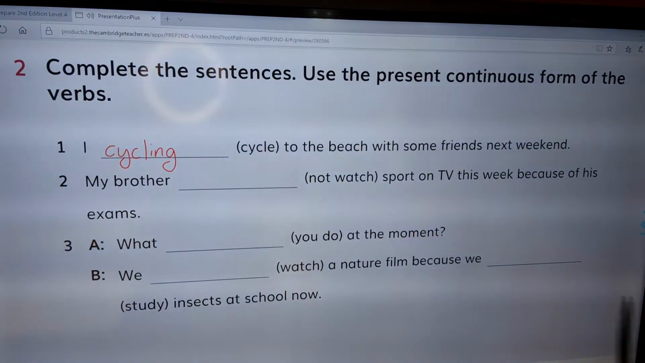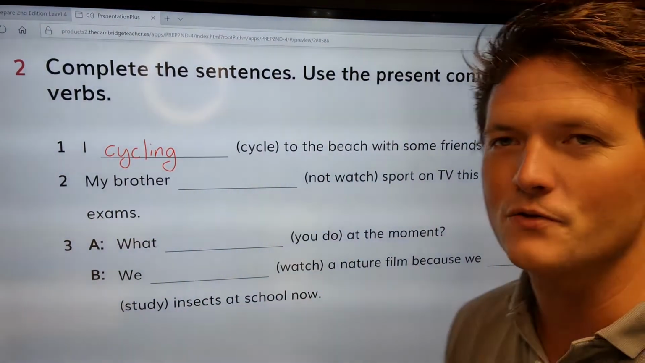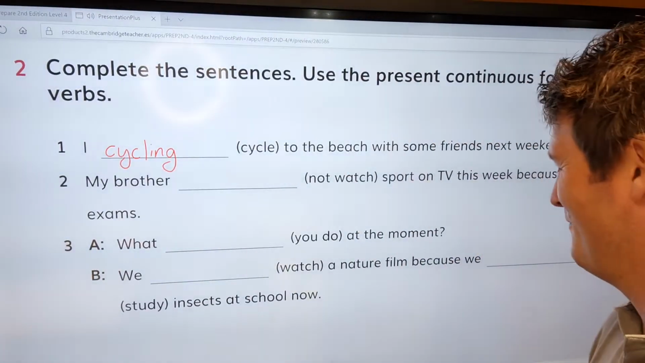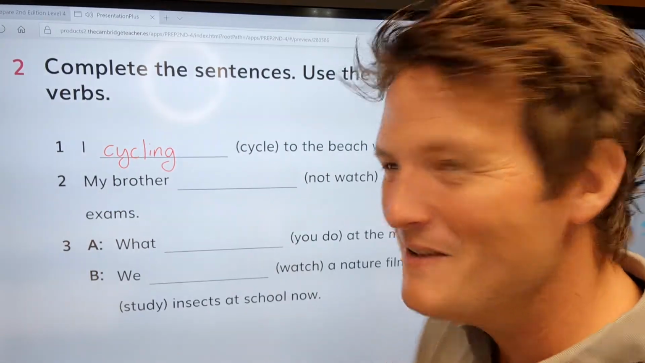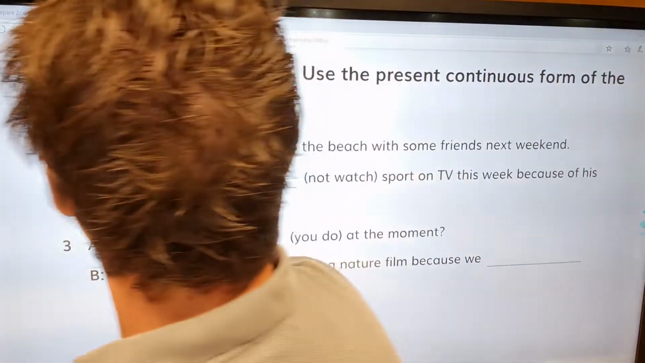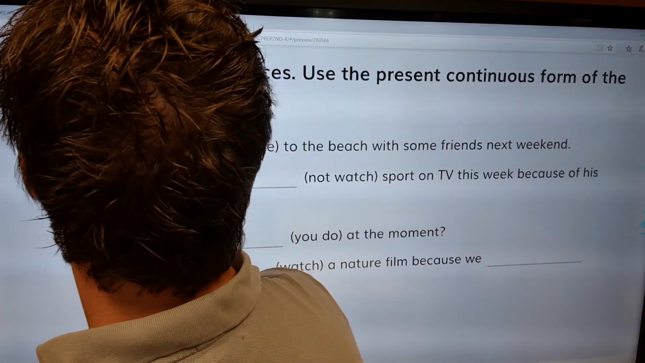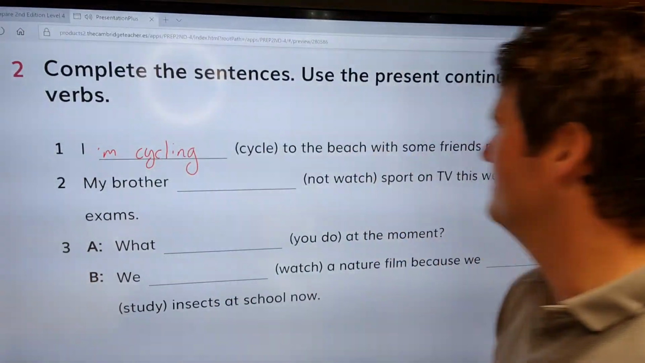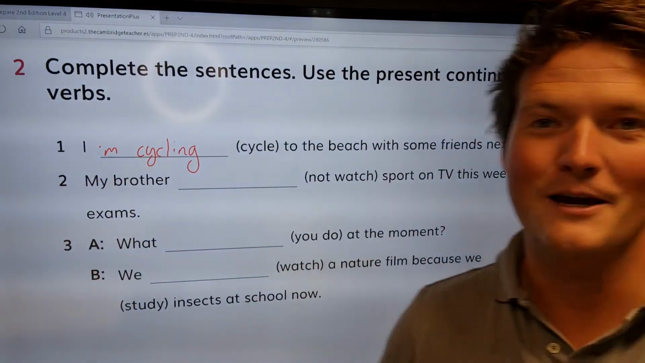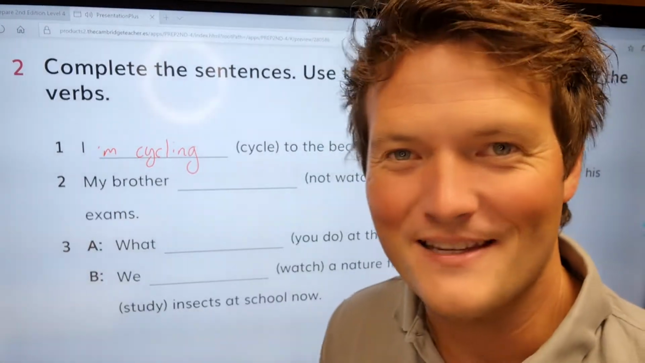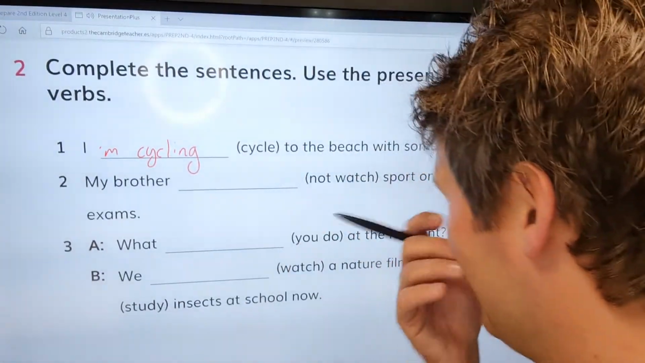Okay, good. So, I've just realised what I've done. I didn't write the verb to be. I said it, but I didn't write it. So, yeah, that should say "I am cycling to the beach with some friends next weekend." There we go. Good job that this isn't an exam, eh? This isn't a test. Good.